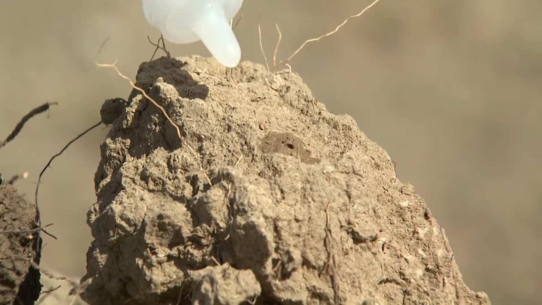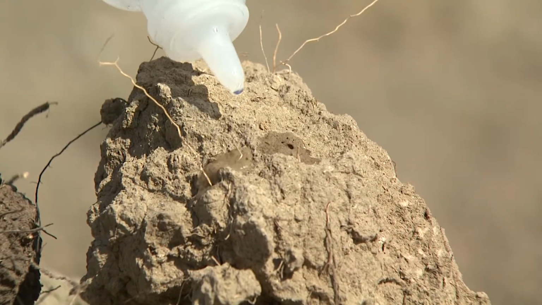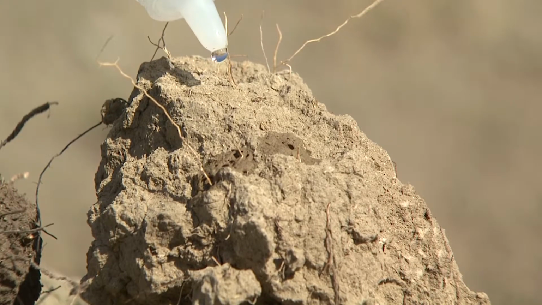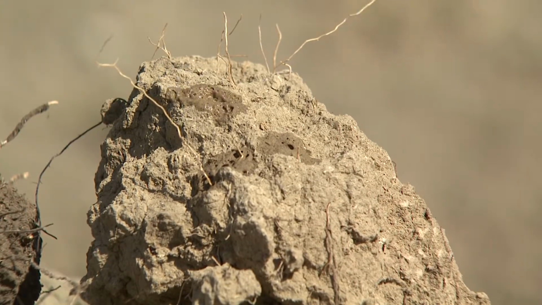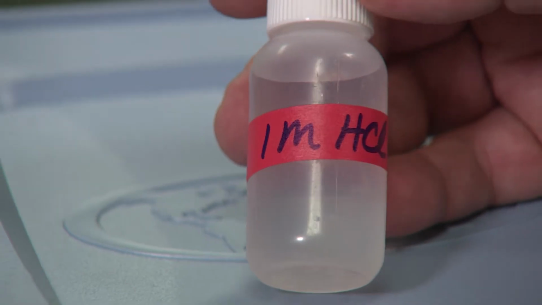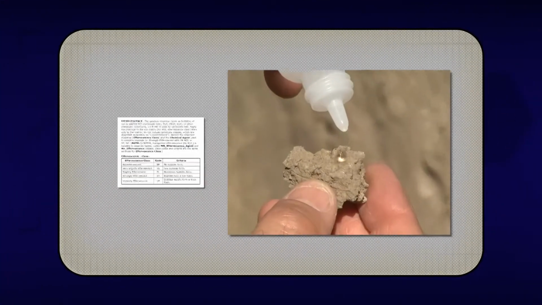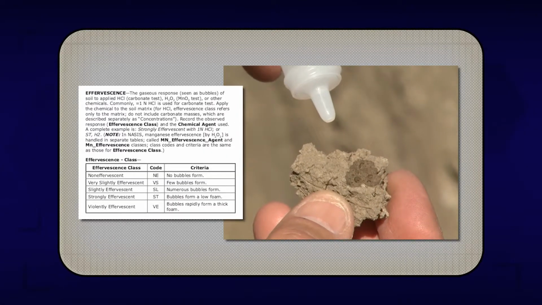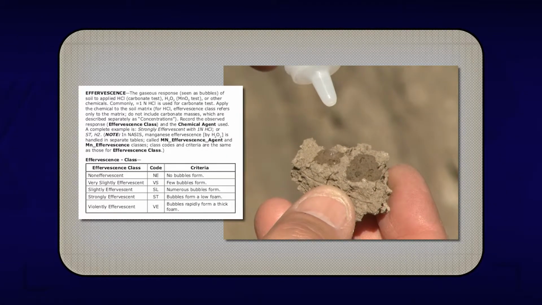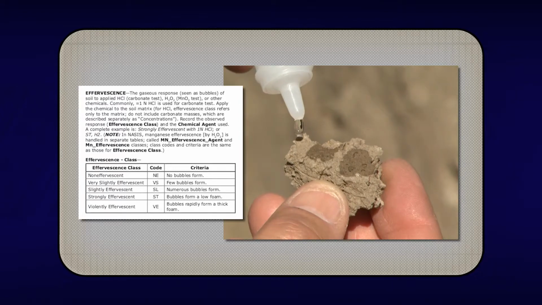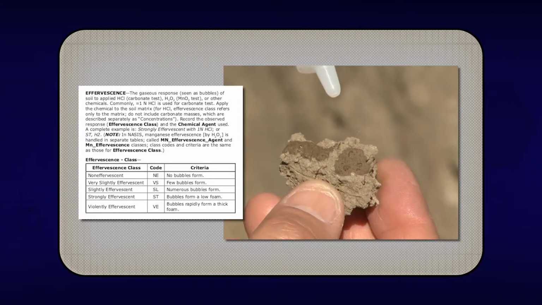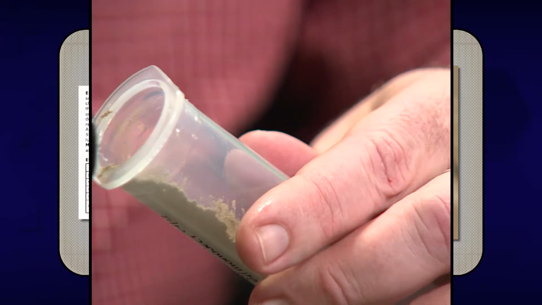Effervescence is the gaseous bubble response of soil to applied hydrochloric acid, hydrogen peroxide, or other chemicals. One normal hydrochloric acid is used for the carbonate test. Apply a drop of acid to the soil matrix to determine the effervescence class. Note that acid applied to carbonate masses should be recorded separately as concentrations.